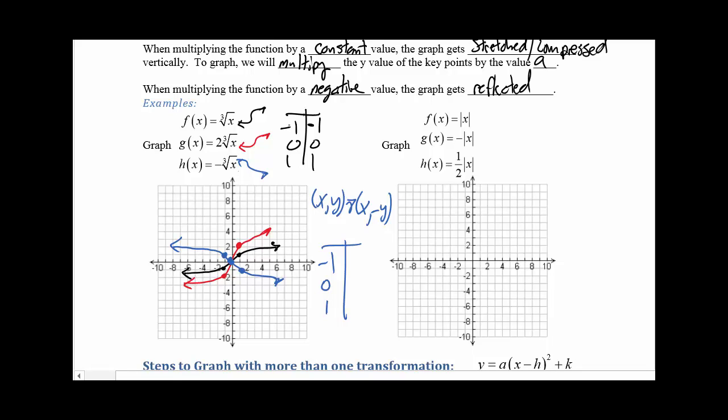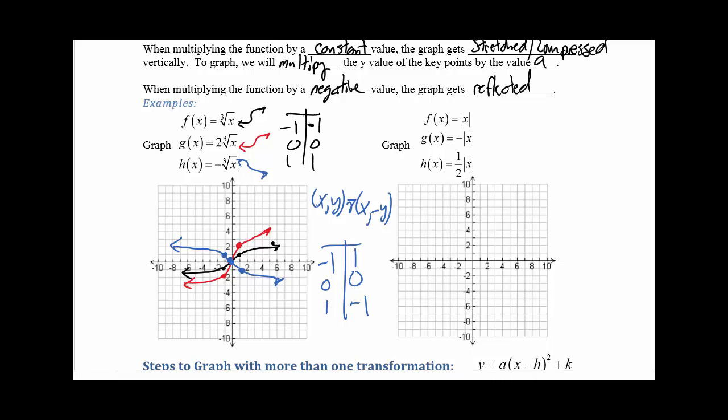So instead of that being negative 1, that negative 1 in the y value is going to be opposite, so that's positive 1. 0 is going to be the same, because the opposite of 0 is still 0. And the opposite of 1 is negative 1. And those should correspond to the ordered pairs that I plotted.